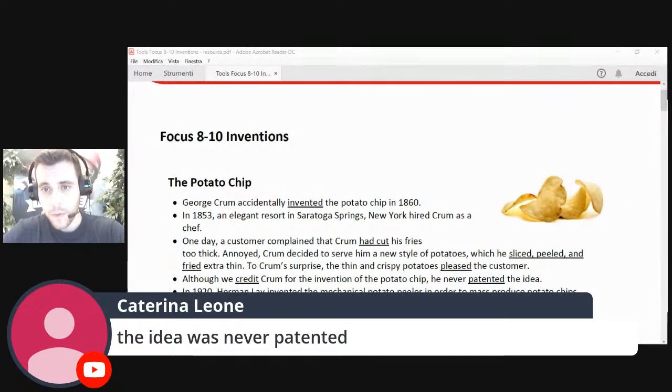Okay. So the sentence that you have, Beatrice, when you have he never had been patented. Now remember that we have to start with the object, right? And the object in this case are the chips. Or sorry, in this case, the idea. So the idea was never patented. Okay? Is that all clear?